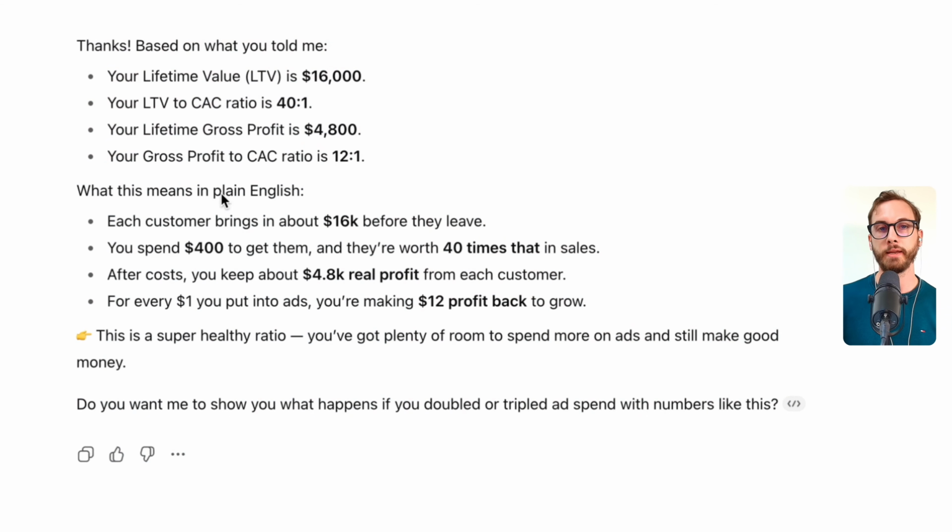So what does this mean in plain English? Each customer brings about $16K before they leave, and you spend about $400 to get them. So they're worth 40 times that in sales. After costs, you keep around 4.8K in real profit for each customer. For every dollar you put into ads, you're making about $12 back, really, at the end of the day.